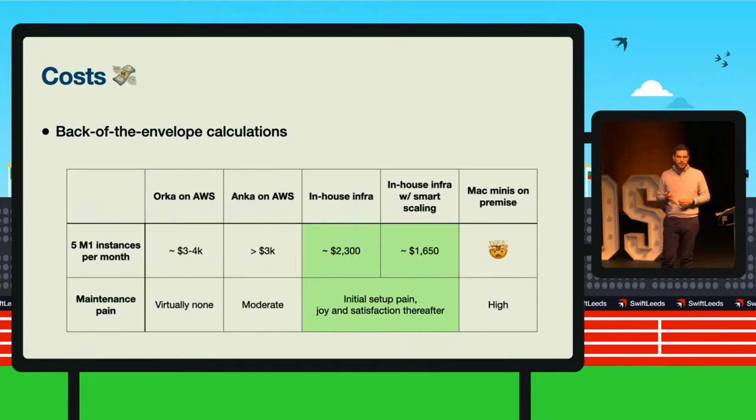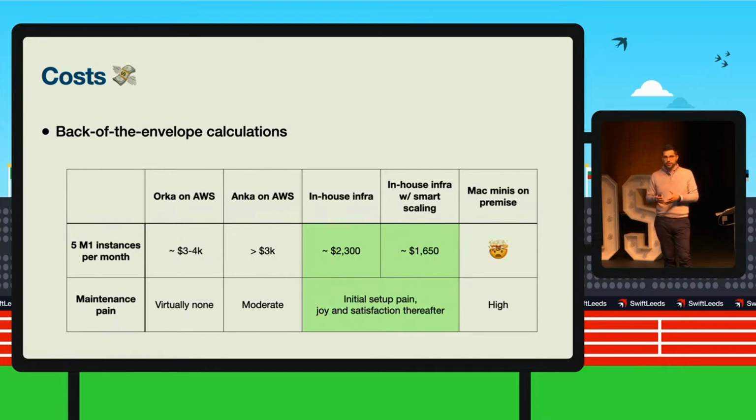If we try to do some back of the envelope calculations, to compare more or less some solutions, if we want to have 5 Apple Silicon M1 instances on Orca, well, I think I got it right. That's pretty much the price. Maybe other solutions like Anka, they provide the AMI ready for AWS, cost a bit less. If you implement it in-house, you reduce costs further. And if you do some smart scaling, you reduce cost a lot further.